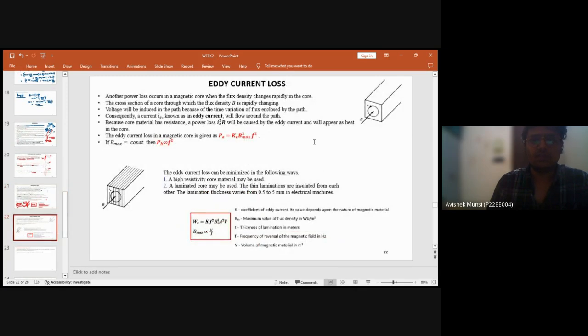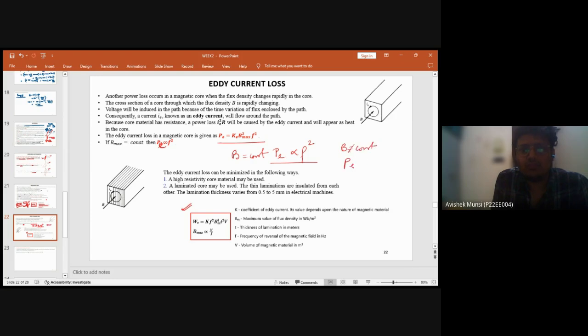Another kind of loss is the eddy current loss. This is another power loss that happens in a transformer also. Whenever there is a current flowing in a closed path, some kind of losses appear in the transformer. This is due to eddy current loss. This is also proportional to B squared Fs squared. And here also, if B is constant, then the eddy current loss is proportional to Fs squared. If B is constant.